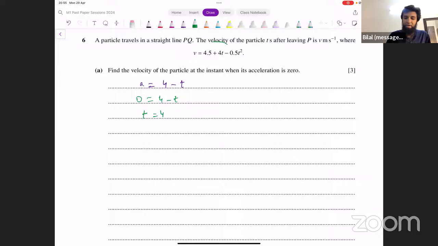You put this value of t back in the velocity function to get the corresponding velocity. Velocity equals 4.5 plus 4t, 4 into 4 minus 0.5 into 4 squared. And you will get your result from this. You can see what that turns out to be. 4.5 plus 16 minus 0.5 into 16. And that's giving me 12.5. This is the velocity of the particle when the acceleration is equal to 0. And that's what we were looking for. That's the first part, pretty straightforward.